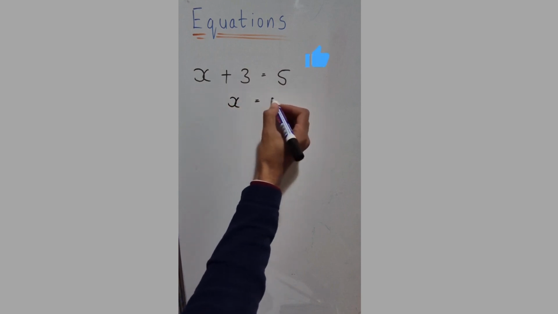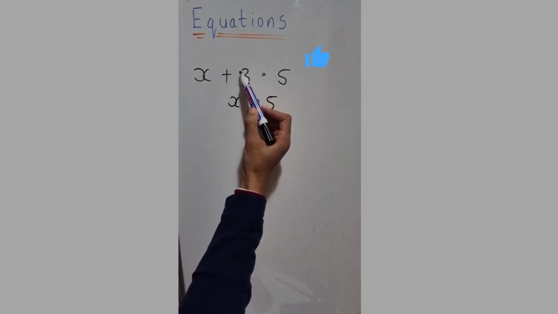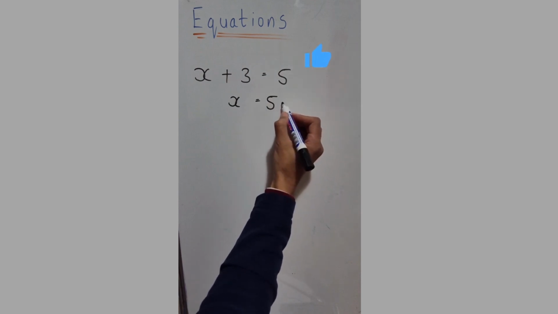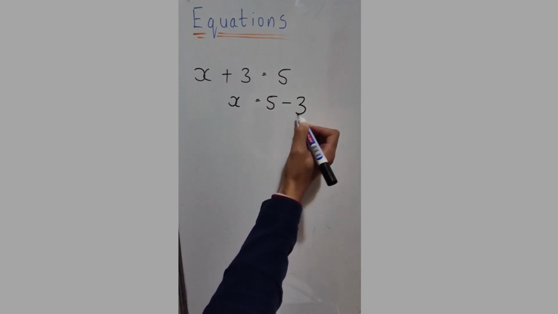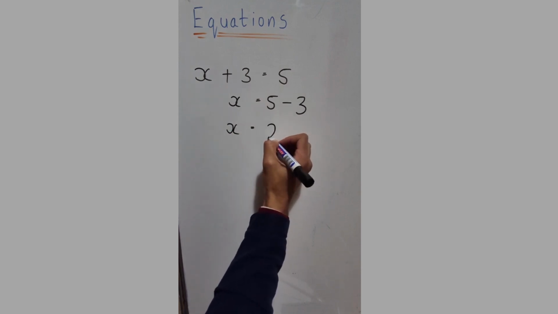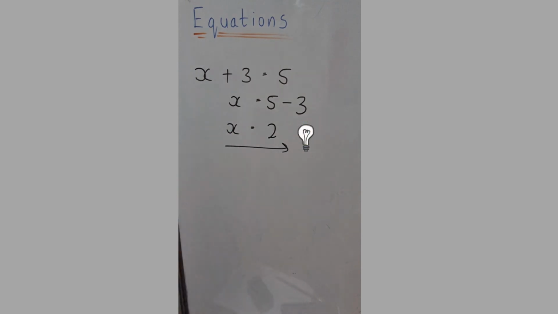X equal to 5, and because we are moving that 3 over to the right hand side, that 3 now becomes negative 3. And now we can solve for x. So x will equal to positive 2.